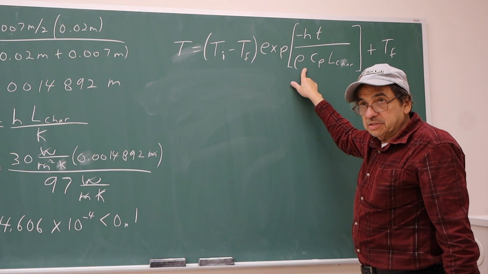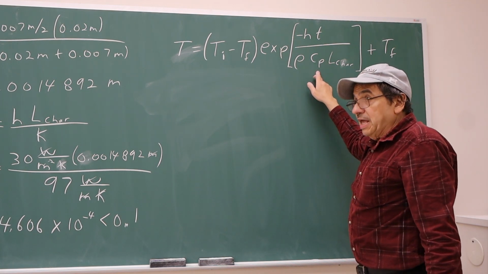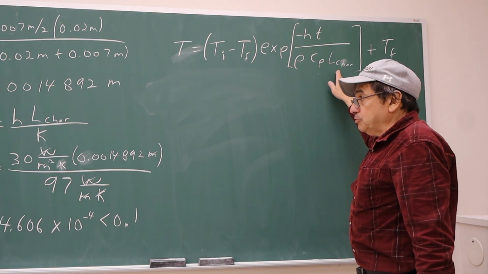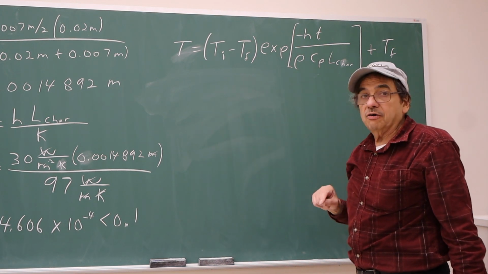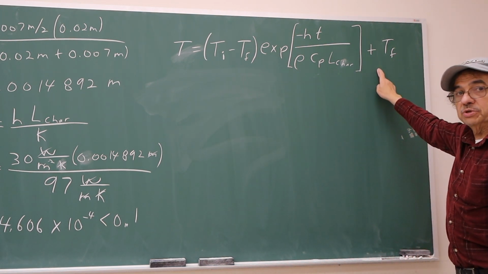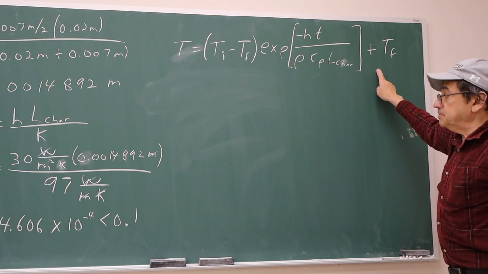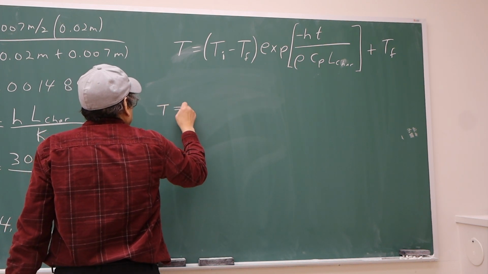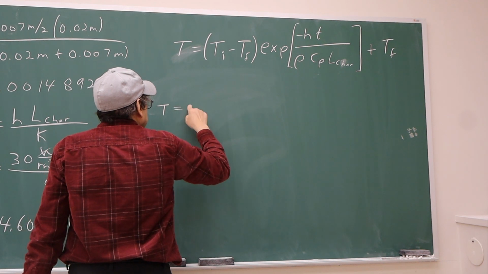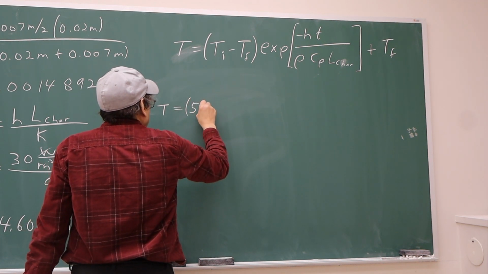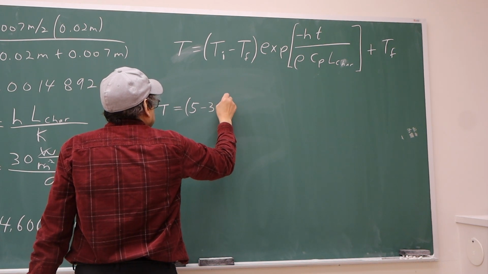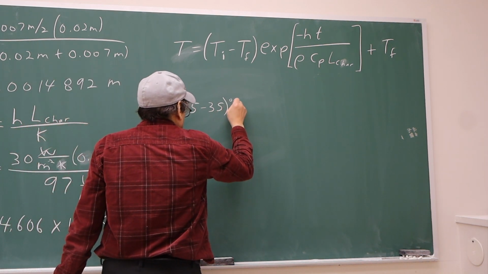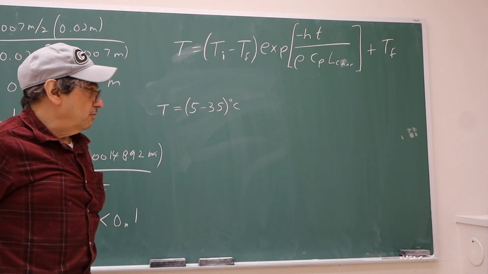Rho is the density of the material. Cp is the specific heat at constant pressure. And L is the characteristic length, which we calculated a minute ago. And plus the fluid temperature. So we can substitute these values into the equation. So T is going to be T initial. Remember, given the problem as 5 degrees Celsius, minus 35 degrees Celsius was the fluid temperature. Again, that's air in this case.